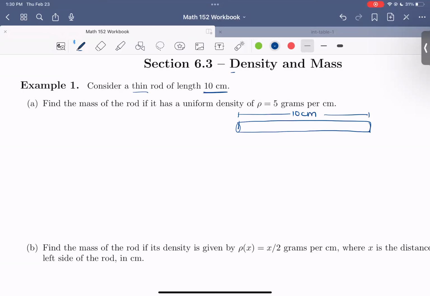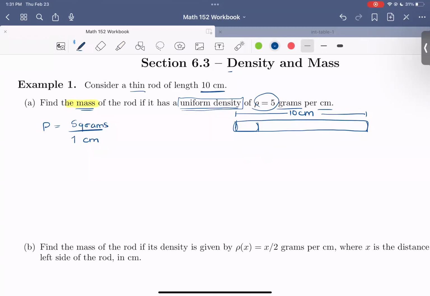Part A says find the mass of the rod if it has a uniform density of 5 grams per centimeter. So rho, the density, is 5 grams for every 1 centimeter. Uniform means that the density is consistent throughout the rod, so it doesn't get heavier on one end or the other. If we take any centimeter of this rod, it's going to be 5 grams. Then we want to know the mass of this rod.